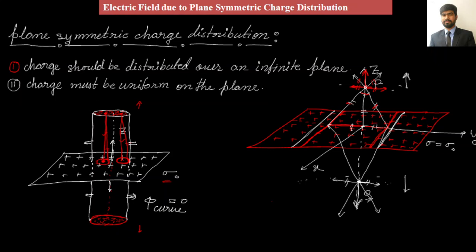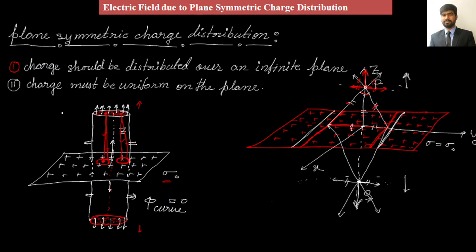So the flux will pass through only the top surface and bottom surface. And as we have noticed here, the electric field on the top surface and bottom surface, on these two loops, will be constant, as we have already discussed. So we can say the electric field on the top surface and bottom surface of this Gaussian surface will be the same.